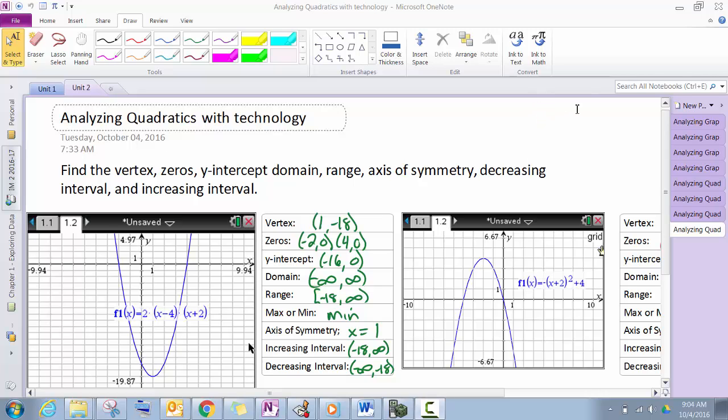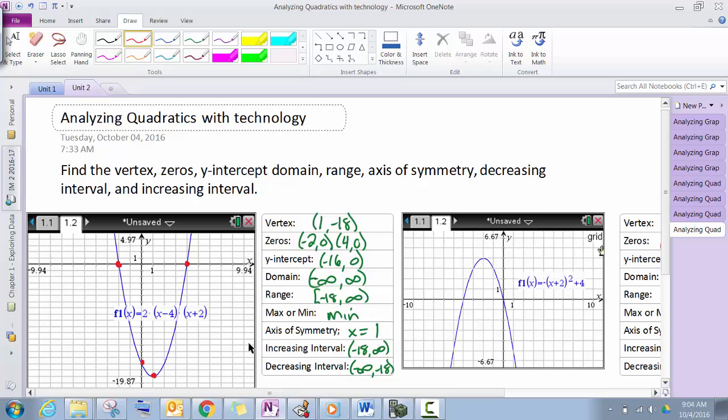Here's a quick review of finding all of the stuff on our graph, analyzing a quadratic graph, and then we'll do it on the calculators. So here, our vertex is down here at (1, -18). Our zeros are at (-2, 0) and (4, 0). Our y-intercept is (0, -16).